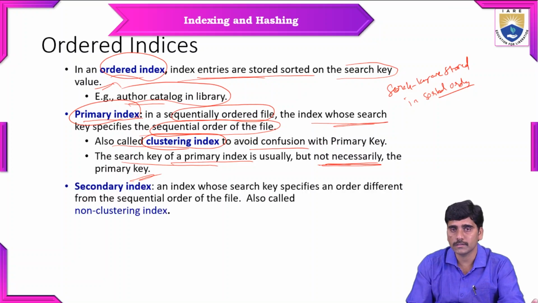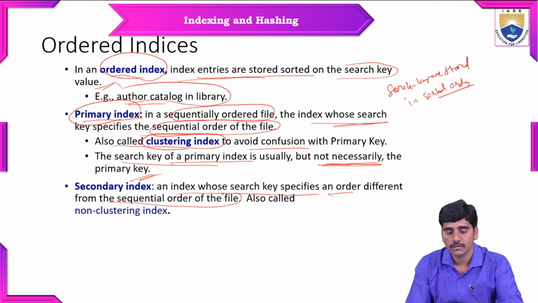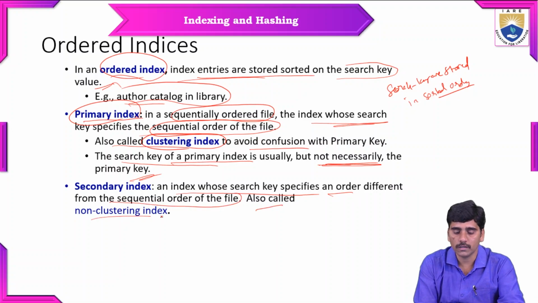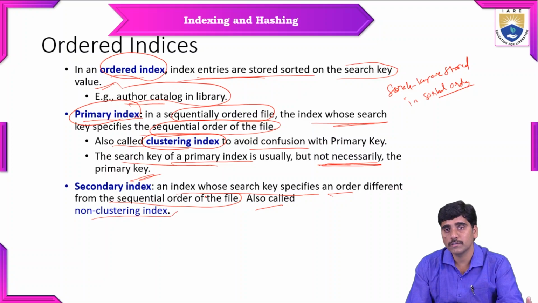And the secondary index. An index whose search key specifies an order different from the sequential order of the file is also called a non-clustering index. In a sequential file, the search keys are ordered, whereas in the other case the search keys are not ordered, in the sense that they are not in sequential order.